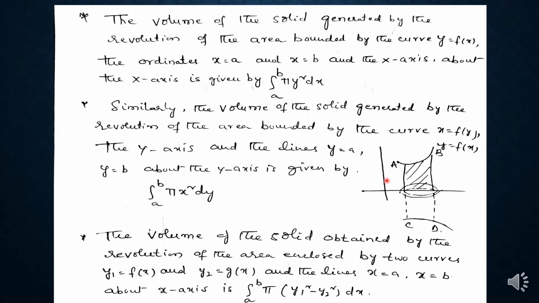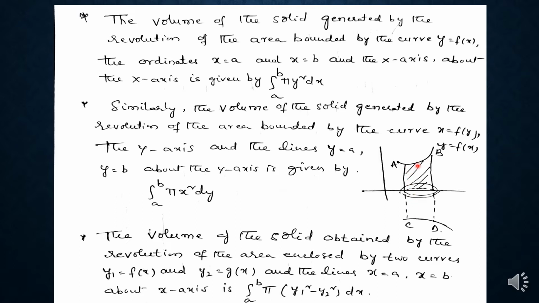See here in the graph, this is the x-axis and y-axis. If we take y is equal to f of x curve, AB is part of the curve y is equal to f of x, and let us take x is equal to a and x is equal to b, two ordinates, and the x-axis. If the area bounded by this curve y is equal to f of x, these two ordinates x is equal to a, x is equal to b, and the x-axis is rotated about this x-axis, we will get a solid which is ABDCA.